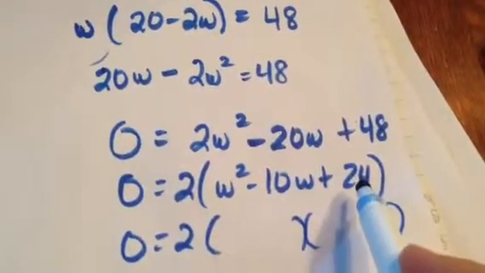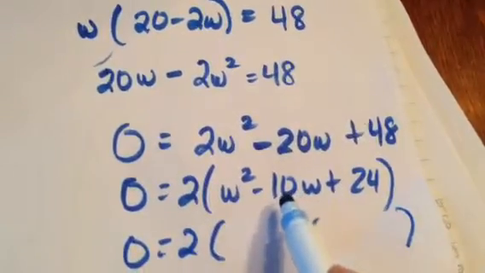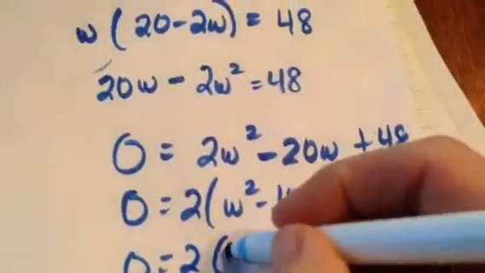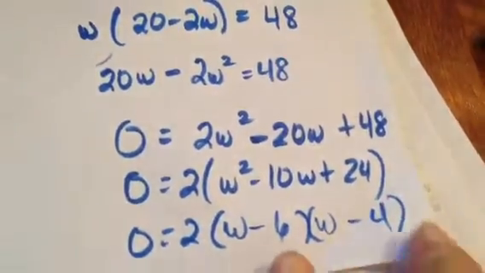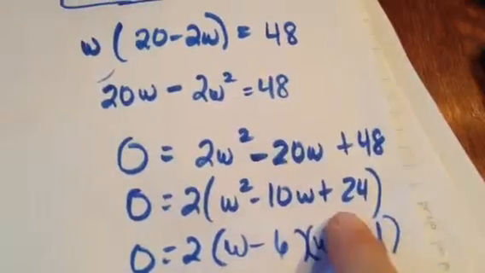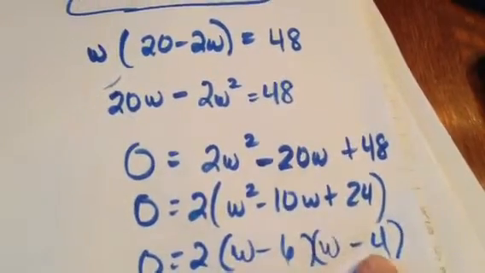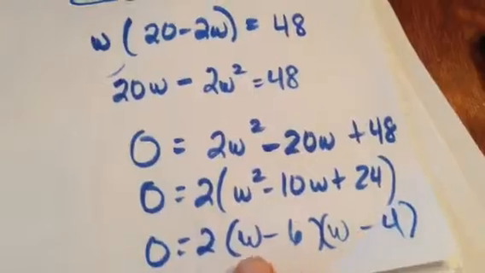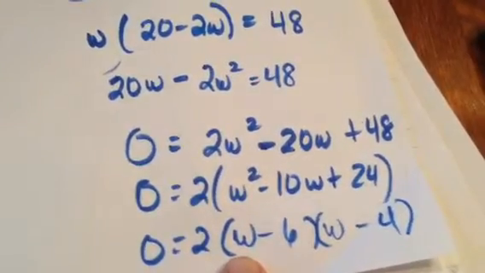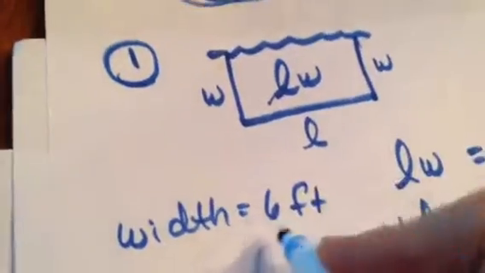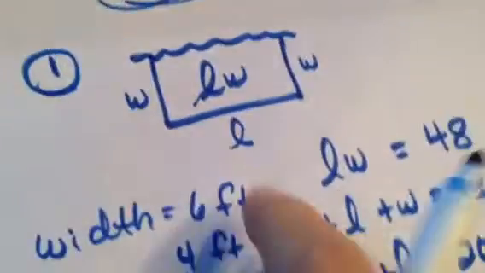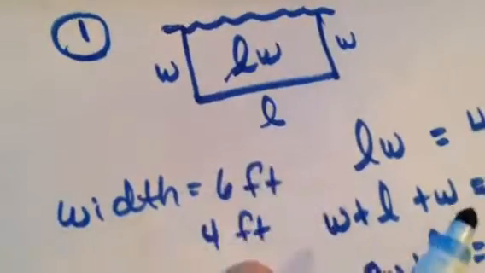Are there factors of 24 that add up to a negative 10? And I'm thinking, yeah, 6 and 4. So we're going to have this. Notice negative 6 times a negative 4 is a positive 24. Negative 6 plus a negative 4 is negative 10. So look what I have here. W either equals 6, my width is 6, or my width is 4. Okay? So my width is either going to be 6 feet or 4 feet. Okay? Got to have both, because it wanted all possible dimensions.